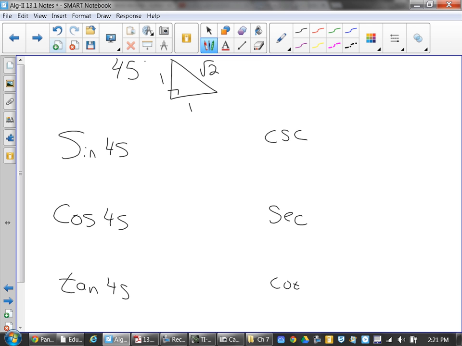Quadrantals are your axes. Still sounds cool to say quadrantal.